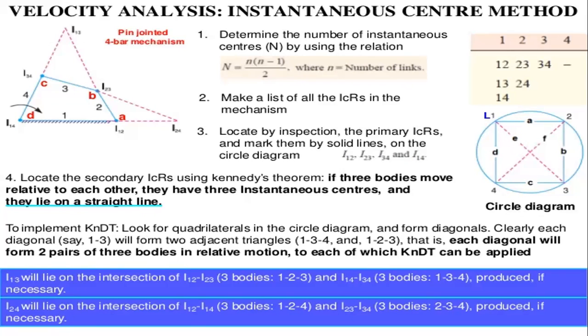So to implement this, look for the quadrilaterals in the circle diagram. So here the quadrilateral is ABCD. So ABCD is the quadrilateral position. You can see the pin-jointed four bar mechanism, in which AD is the fixed link, in which clearly each diagonal, that is from 1 to 3, will form two adjacent triangles. So this is the first triangle and this is the second triangle to it.